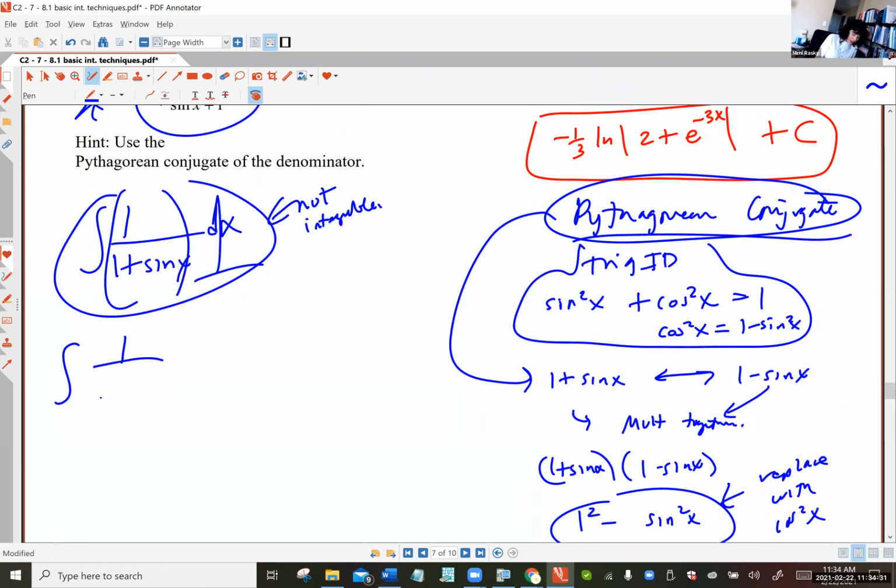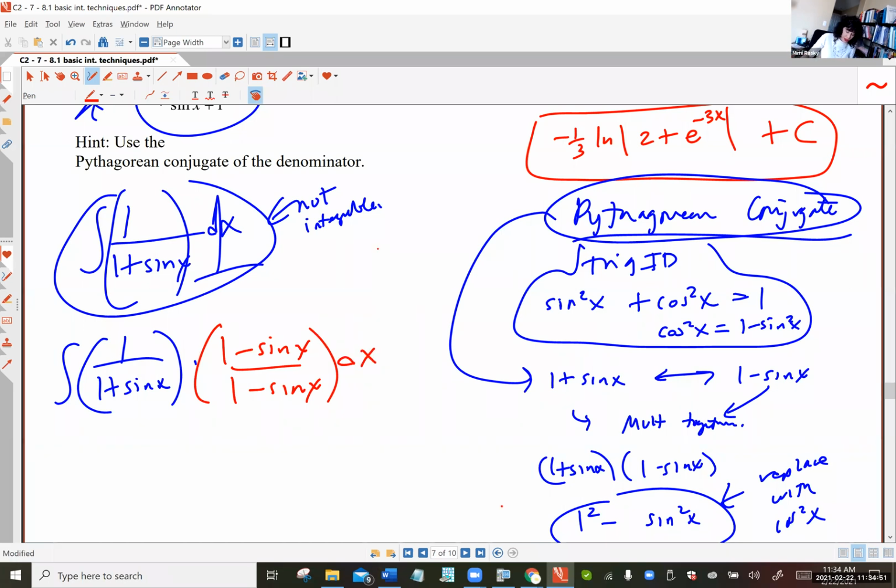So what of it? Well, you're going to multiply by a special version of 1 because right now this thing is not integrable. Ugh, it's a mess. So the special version of 1 is going to involve the Pythagorean conjugate for 1 plus sine x, which is 1 minus sine x, over itself, of course. Now what? Well, you still can't integrate this mess. You got to do a lot of cleanup. So let's do all the cleanup, and then eventually it's going to be integrable.